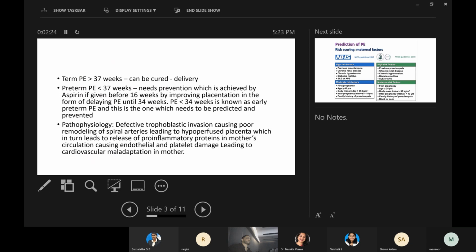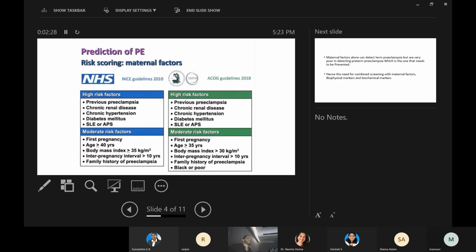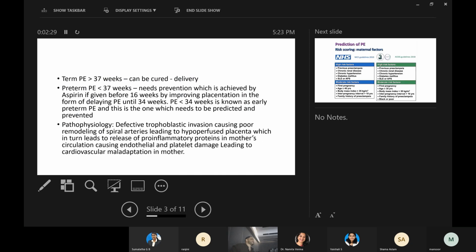This is the pathophysiology, which I already told, that the spiral arteries are not well formed, leading to poor placental formation, hypoperfusion. So when the placenta is hypoperfused, it will release some pro-inflammatory things in the mother's circulation, which cause endothelial and platelet damage. That is how all the morbidity and mortality of preeclampsia comes.